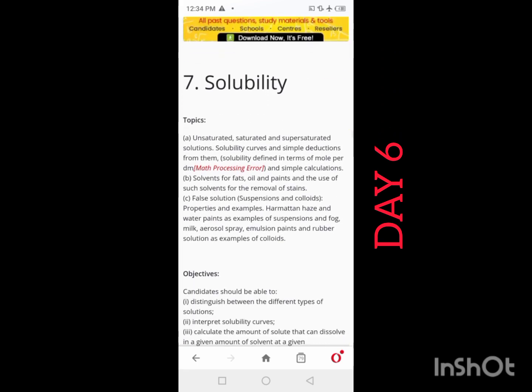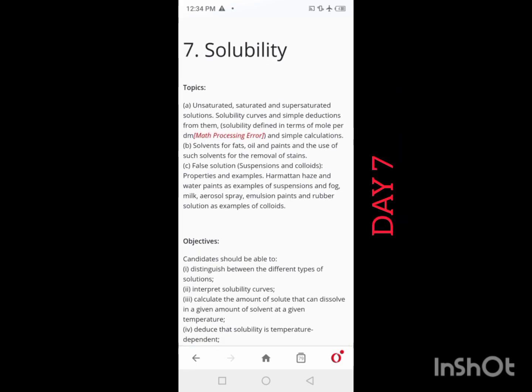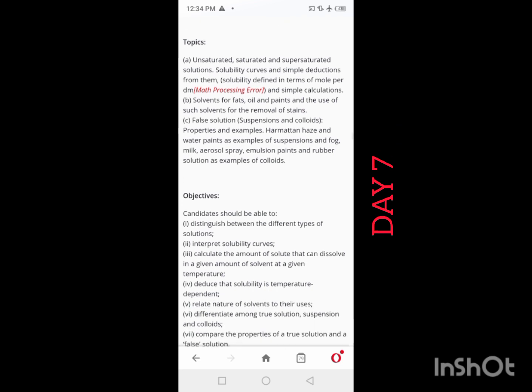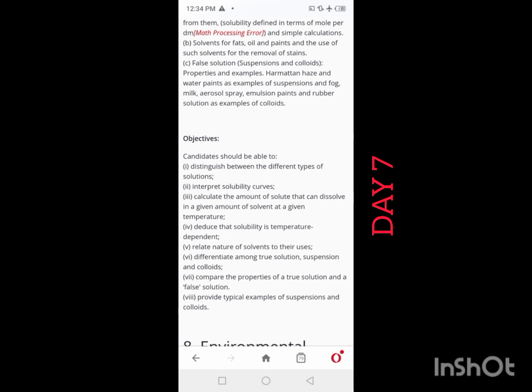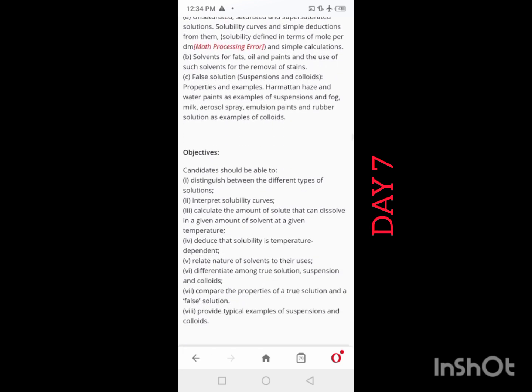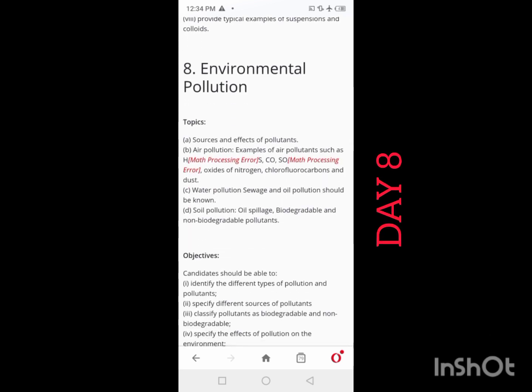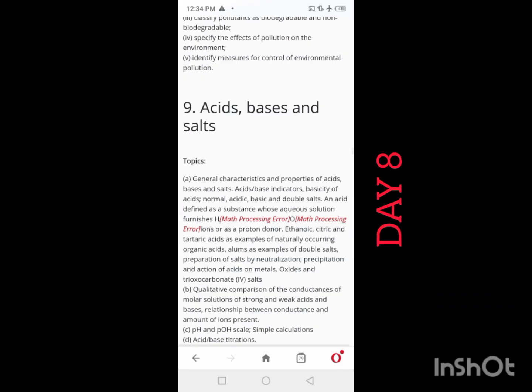On the seventh day, you'll be looking at this topic here: saturated and unsaturated solutions, solubility, interpreting solubility curves, and comparing the properties of true solution and suspension. There's no calculation. That's what you'll be doing on the seventh day. And then on the eighth day, you'll be doing environmental pollution.